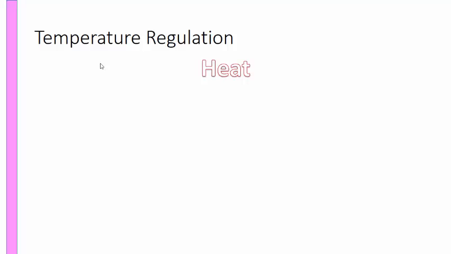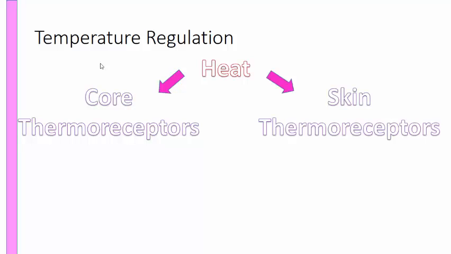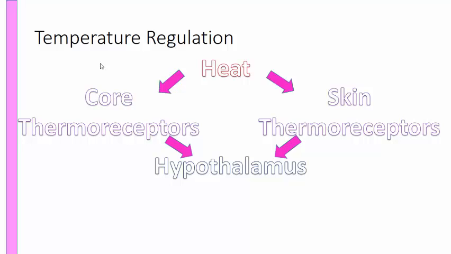How does our body regulate our temperature? It's mainly through our hypothalamus, and our hypothalamus is in your brain. If it's really hot outside, then our core thermoreceptors are going to sense that our core body temperature is increasing, and the skin thermoreceptors are also going to sense an increase in body temperature. When they sense this increase in heat, they send a signal to the hypothalamus in our brain, and the hypothalamus is going to respond by increasing our sweat production.